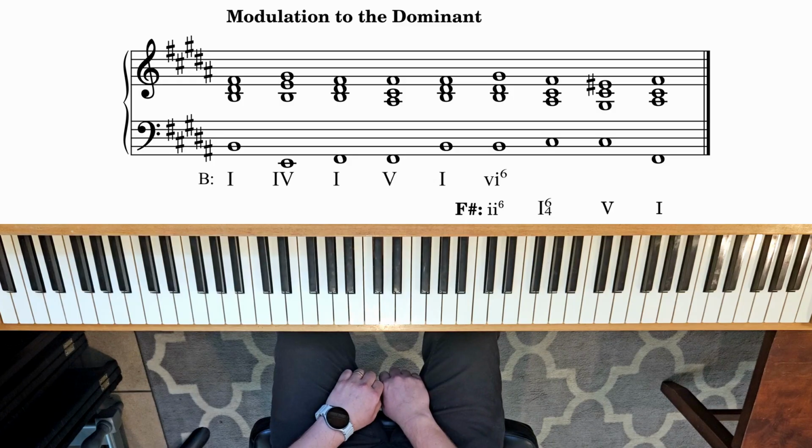Now let's take a look at a modulation to the dominant. We'll start in the key of B major with 5 sharps, and we'll be modulating to the key of F sharp major with 6 sharps. Let's start off with a demonstration first.